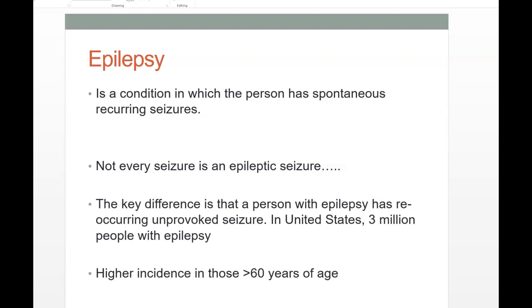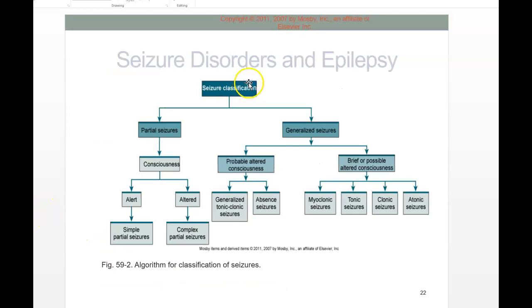The key difference is that a person with epilepsy has recurring unprovoked seizures. In the United States, there are 3 million people with epilepsy, and we are seeing a higher incidence in those with epilepsy greater than 60 years of age. Here is the seizure classification in epilepsy, where they classify seizures to the left as partial and to the right as generalized, and what happens to consciousness. With a partial seizure, they can be alert or have slight alterations in consciousness: alert with simple partial seizures and some alterations with complex. With generalized seizures, you probably have altered consciousness, especially with tonic-clonic or absence seizures, and brief or possibly altered consciousness with myoclonic, tonic, clonic, and atonic seizures.